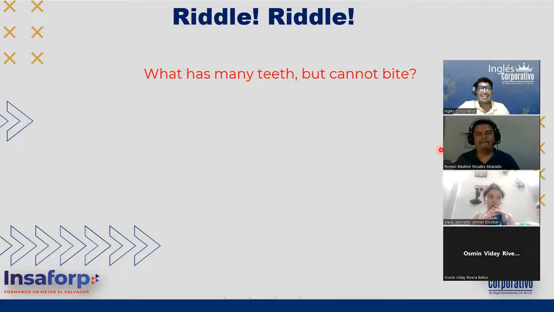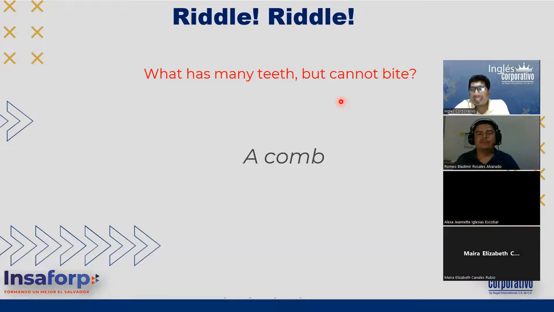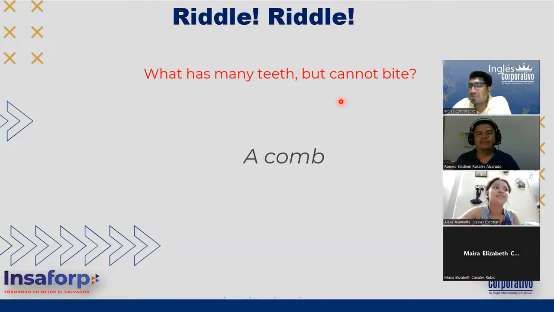Very nice. Next one up, we have what has many teeth but cannot bite. Esta está sencilla. What has many teeth but cannot bite. ¿Sí? ¿Qué cosa tiene muchos dientes pero no puede morder? The comb. Mm-hmm. It's a comb. It has many teeth, but it cannot bite. O sea, tiene muchos dientes, pero no nos puede morder. Este es un peine o cepillo, depending on how you guys refer to it. So yes, a comb. Great.